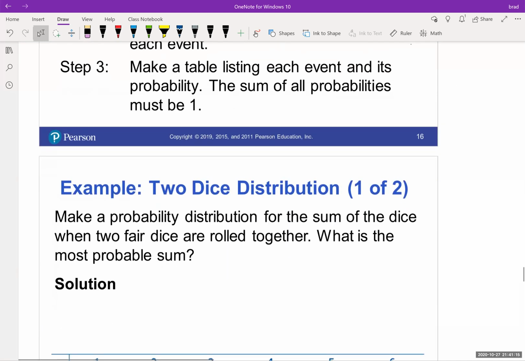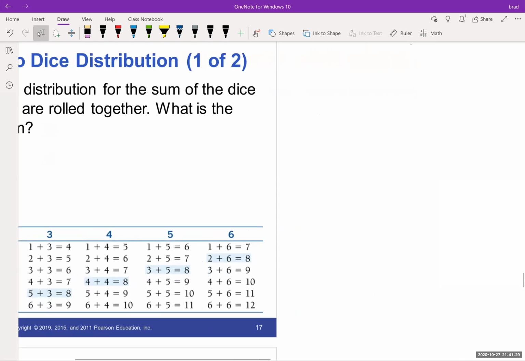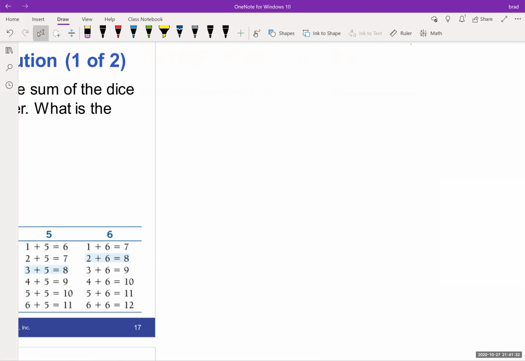Okay, well, we're not going to do that in the way that the book shows. I don't like this method. What I'm about to do and what the book does are exactly the same thing, but theirs takes up a lot of space. So here's what I would do if you're going to roll 2 6-sided dice.